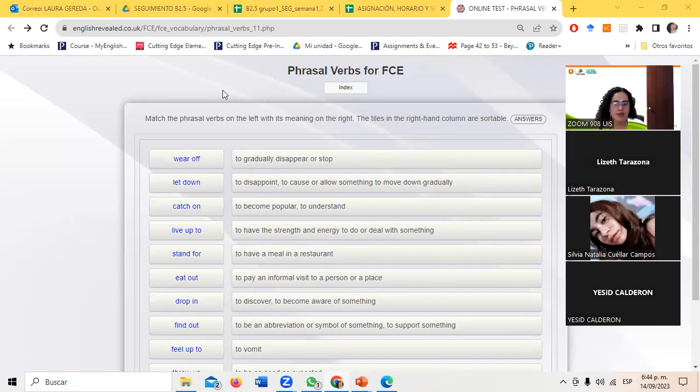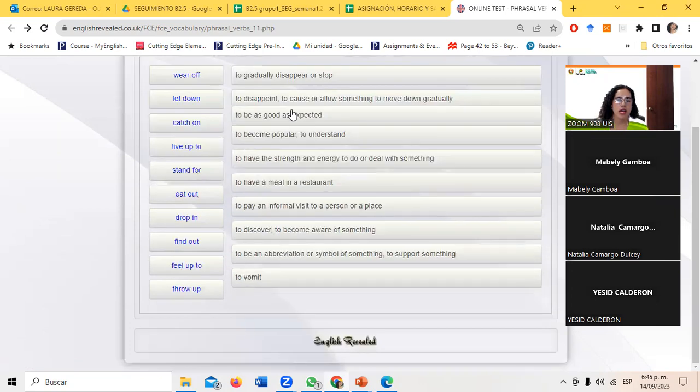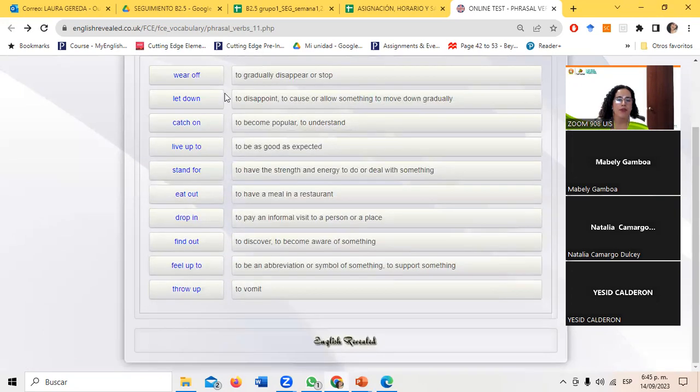Natalia, to catch on. Teacher, to become popular? Yes, or to understand. It's right there, to catch on. Mabeli, next, to live up to. To be as good as expected. Yes, to be as good as expected. Very good. Lisette Tarazona, to stand for. To be an abbreviation or symbol of something, or to support something.